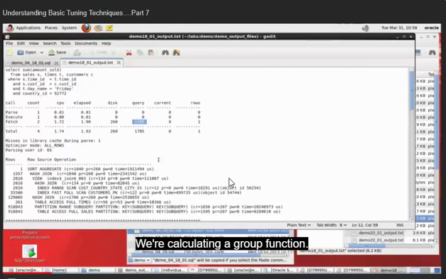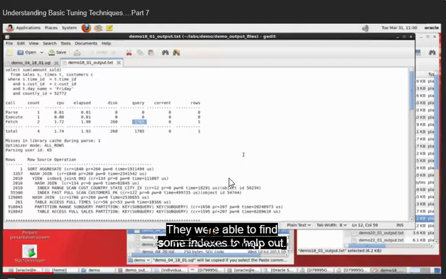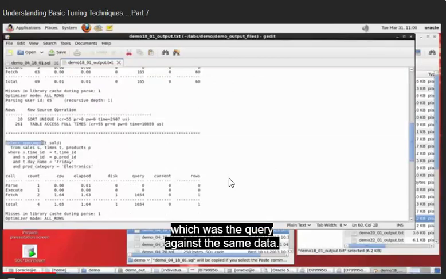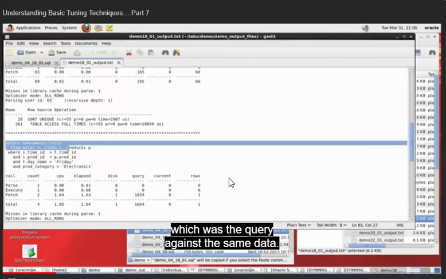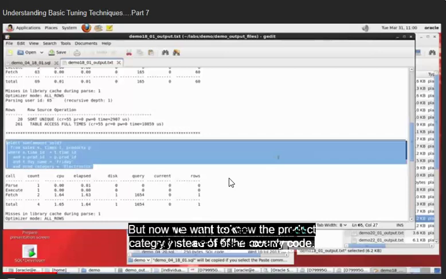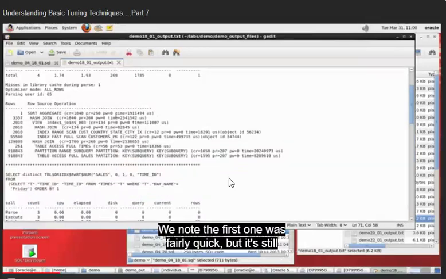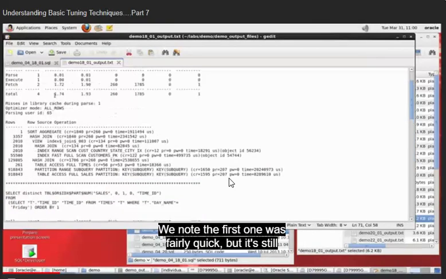Then we did the second portion of it, which was the query against the same data, but now we want to know the product category instead of the country code. And it cost us this many logical reads. We note the first one was fairly quick, but it's still getting into, this is starting to look more data warehousing like. We expect that pure OLTP queries should execute in a minute.